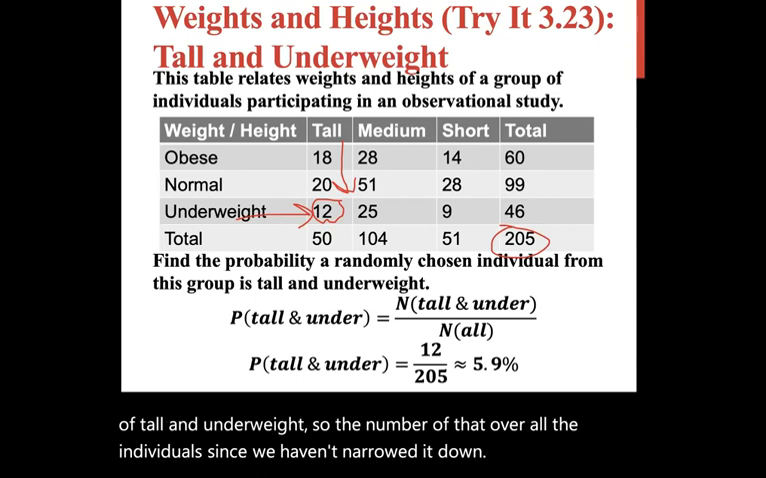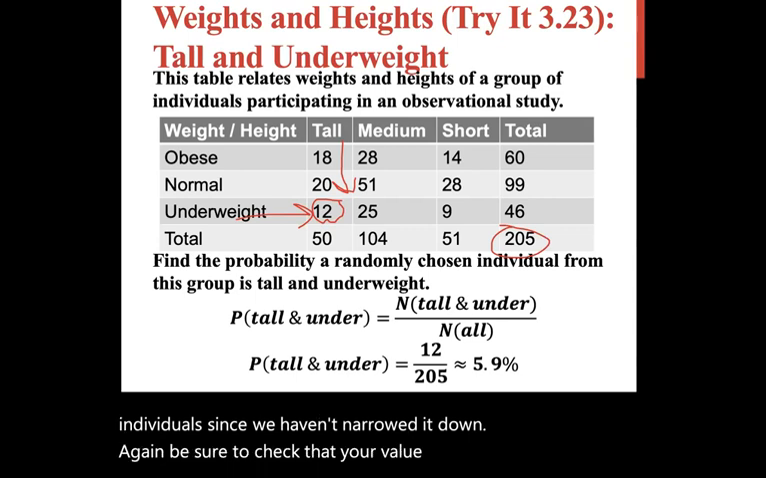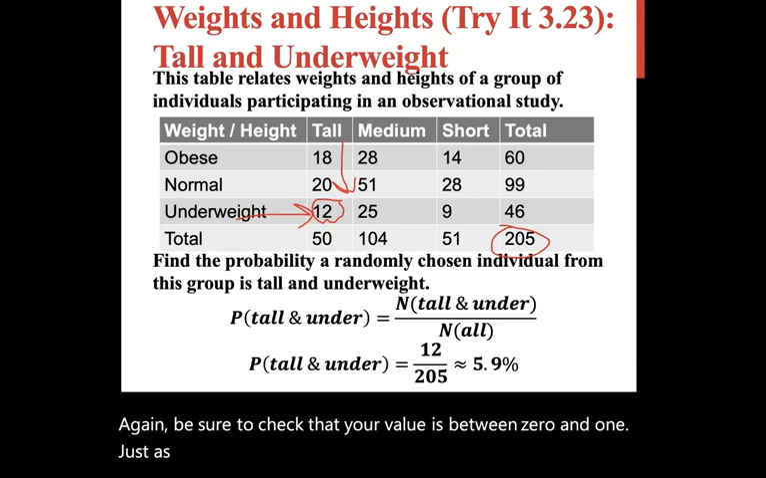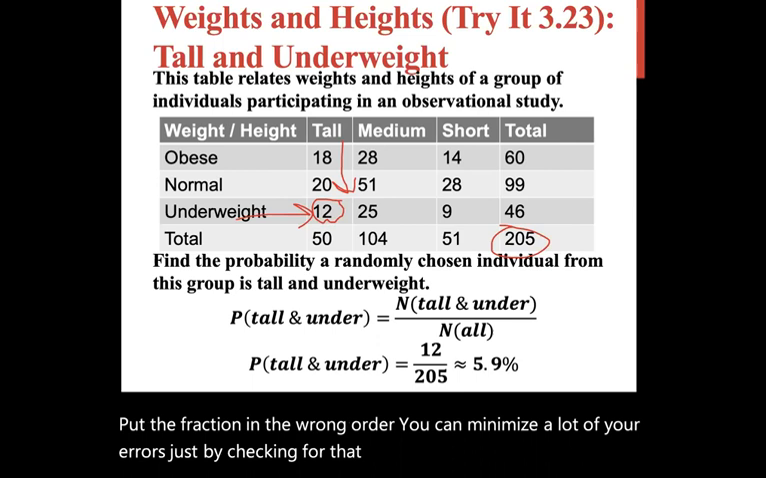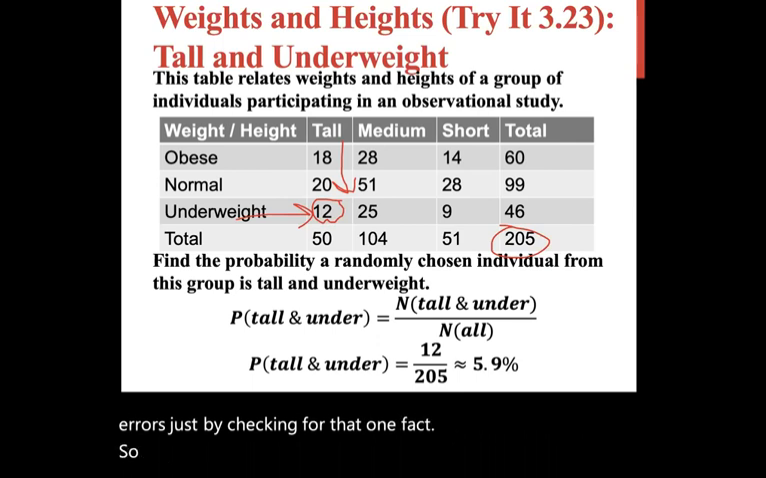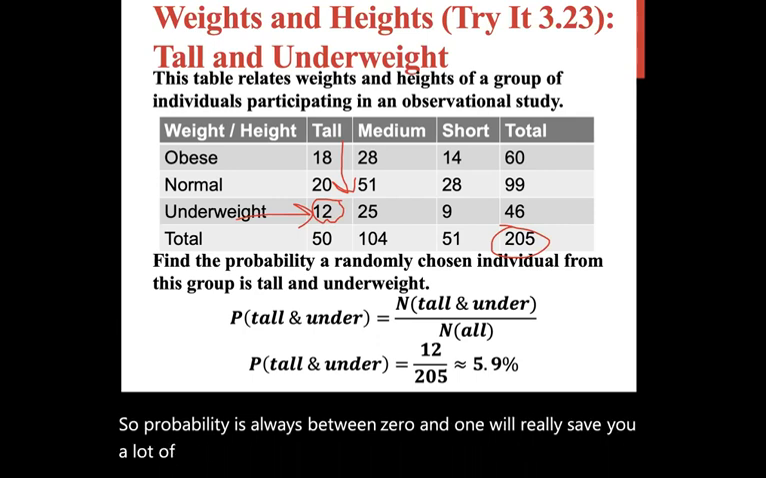Again, be sure to check that your value is between 0 and 1, just as a fail-safe in case you missed a number, or inadvertently put the fraction in the wrong order. You can minimize a lot of your errors just by checking for that one fact. So probability is always between 0 and 1. It will really save you a lot of heartache if you do something incorrect.